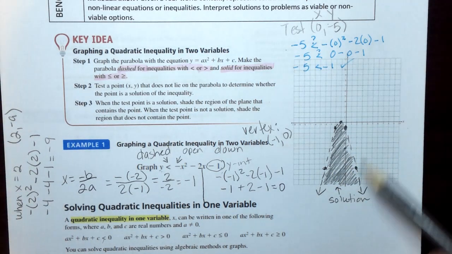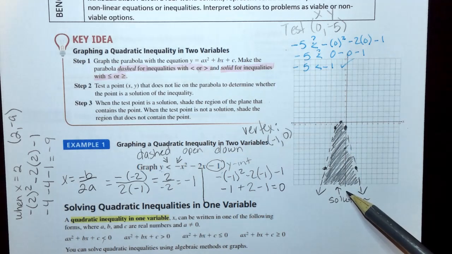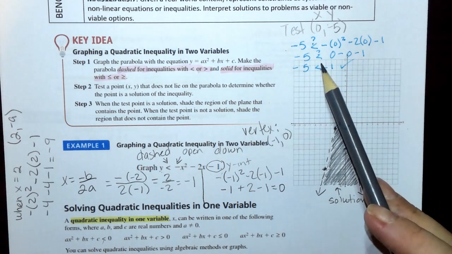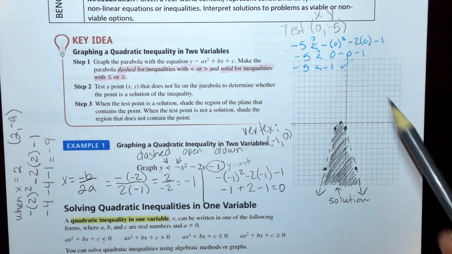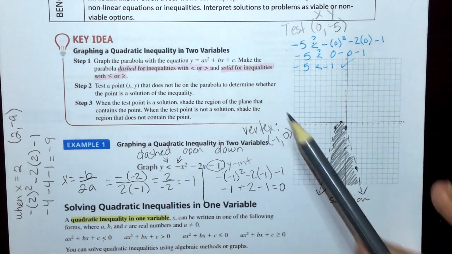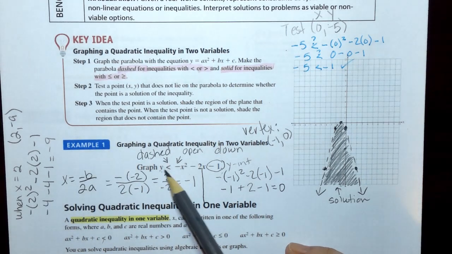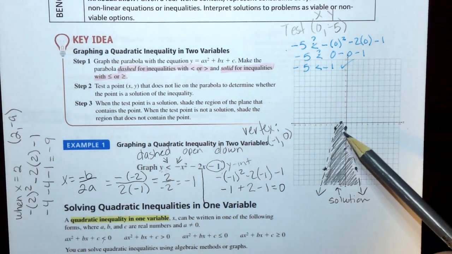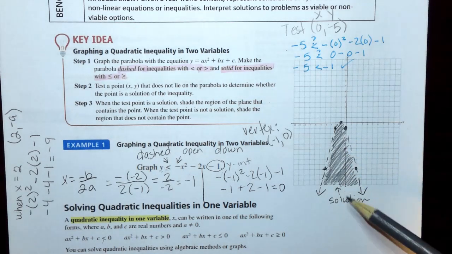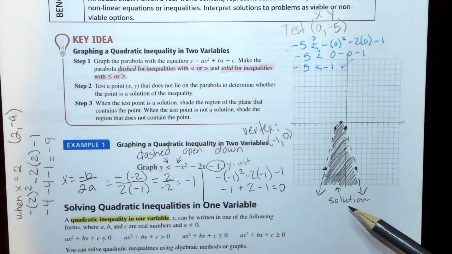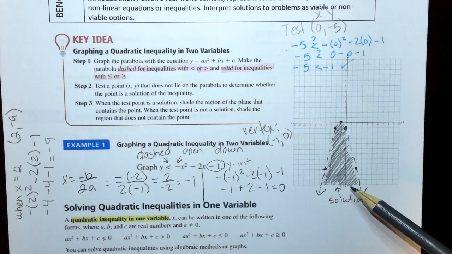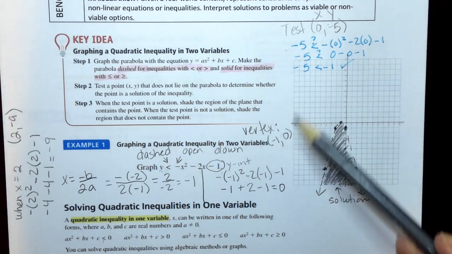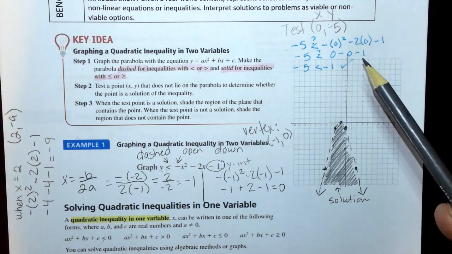So this is our solution. This is your answer. If this would have not been true, we would have shaded everything else. But these inequalities do kind of help you, because y is less than. So where are the y values that are less? Below. I just say test it just in case, or if you second guess yourself, always test the point. You can do it in a calculator. You can do it quickly in your head. You don't have to write it out.